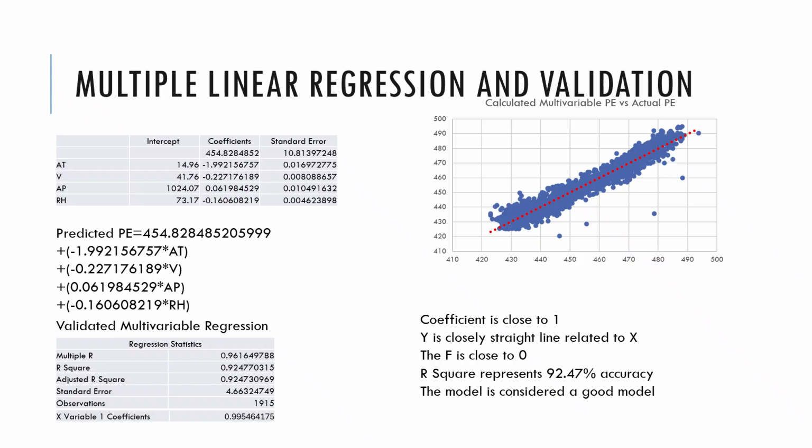According to the findings, the coefficient is close to 1. Y is closely straight line related to x. The F is close to 0. R-square represents 92.47% accuracy. The model is considered a good model.